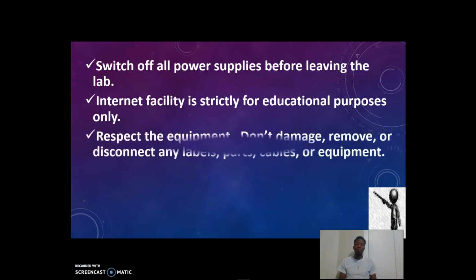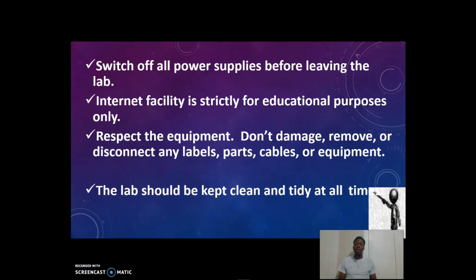All right. Respect the equipment. Don't damage, remove, or disconnect any labels, parts, cables, or equipment. All right, you're there and you want to disconnect the mouse, you want to disconnect the keyboard, you want to disconnect the monitor just for experimental purposes. Please don't do these things. All right. You may think you're doing something fun or funny, or you want to experiment. No, save that for your personal use when you're home.